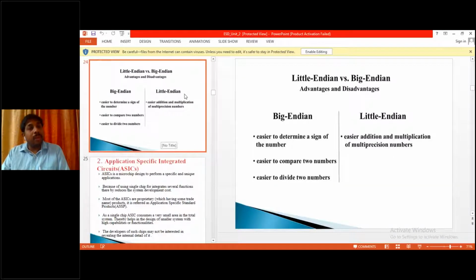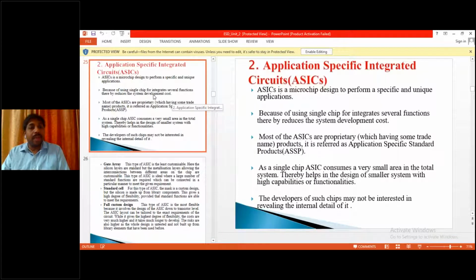So if a ready-made processor is used, whether general purpose or domain specific, it comes under a microprocessor, microcontroller, or a DSP. Or if you go for a processor which is to be designed by the manufacturer, that comes under ASICs, application specific integrated circuits.